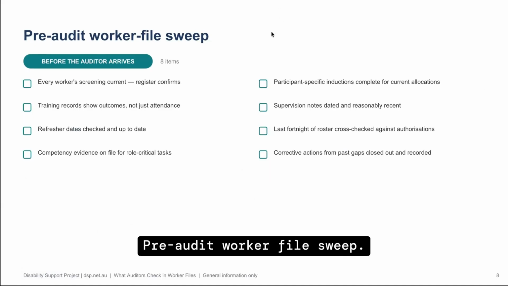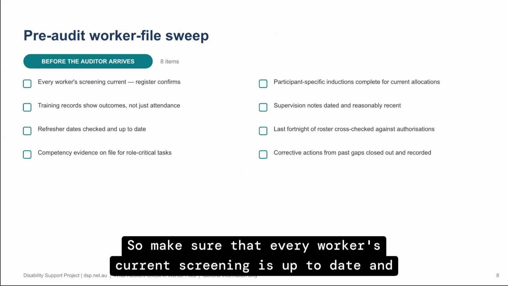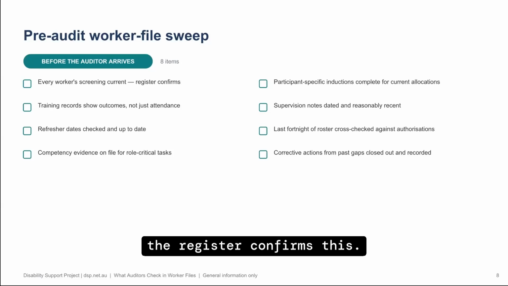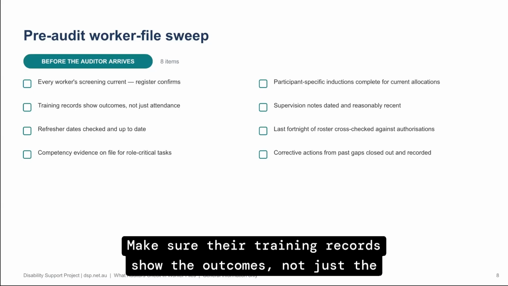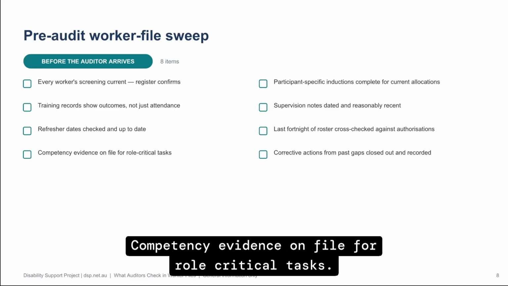Pre-audit worker file sweep. This is before the auditor arrives, 8 items. Make sure that every worker's current screening is up to date and the register confirms this. Make sure their training records show the outcomes, not just the attendance. Refresher dates checked and up to date. Competency evidence on file for role-critical tasks.